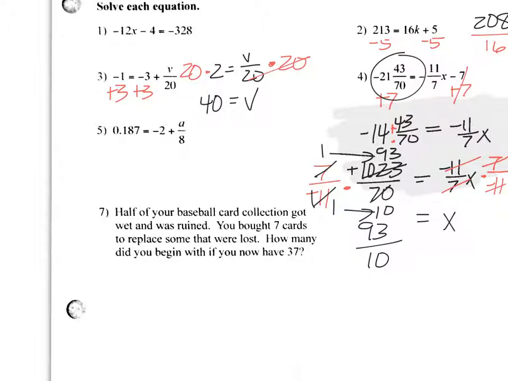So 10 goes into 93 9 times. That would be 90 with a remainder of 3. 9 and 3/10 would be x.